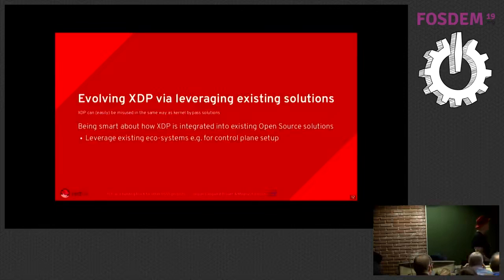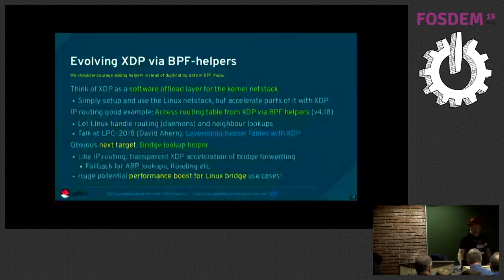So, it's actually fairly easy to misuse XDP in the same way as you can use these bypass solutions. Instead, I want people to be smart about how we can integrate XDP in existing open source solutions and leverage the existing ecosystem for the control plane setup. But there's a trick you have to do to do that. You have to implement some BPF helpers, and BPF helpers is something you add into the kernel.